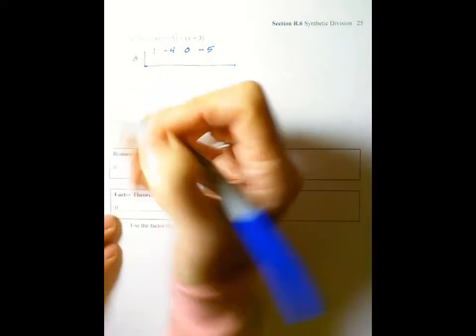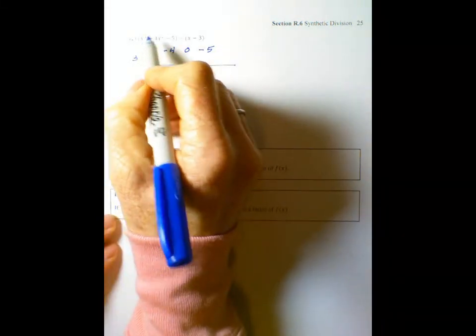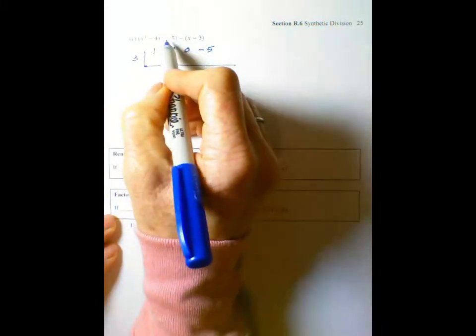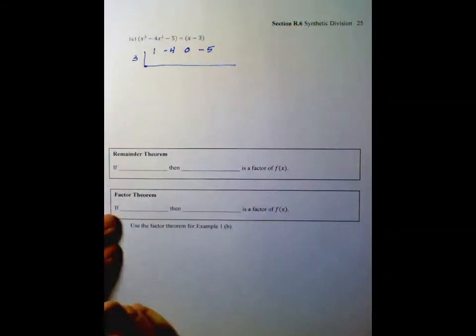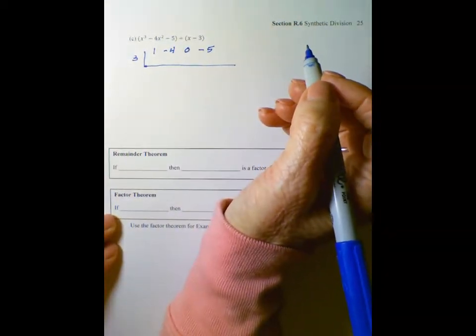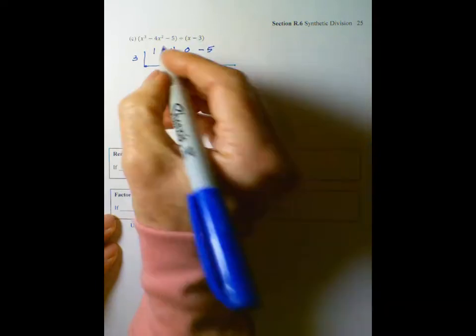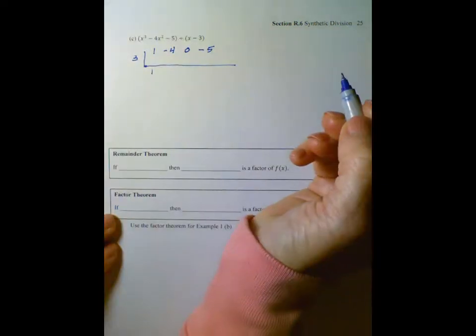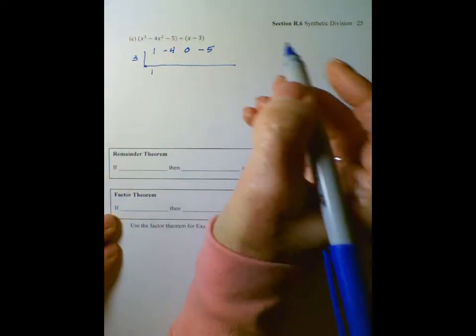Always start and just say it out loud to yourself. 1x cubed minus 4x squared. 0x to the first minus 5. Okay, what's the first step? Yes, bring down the 1. Multiply, add, multiply, add, multiply, add until we're done.